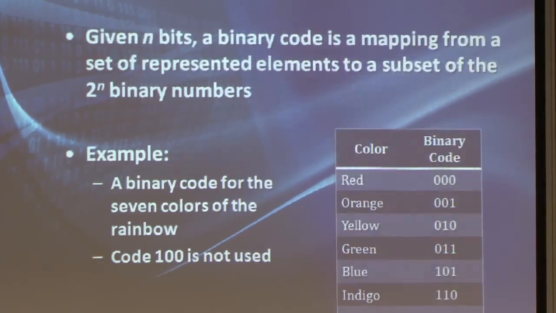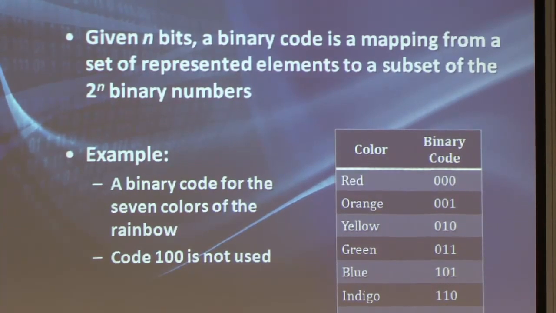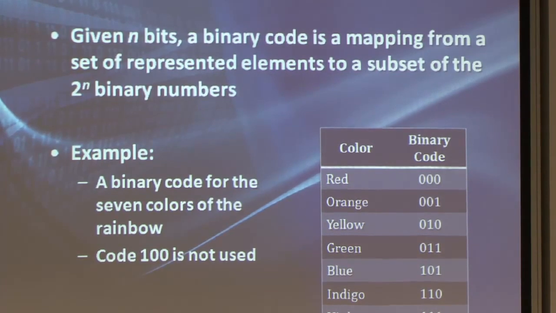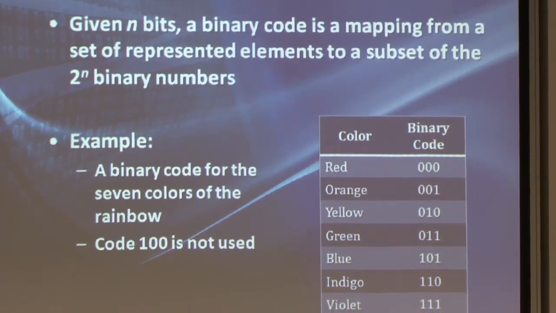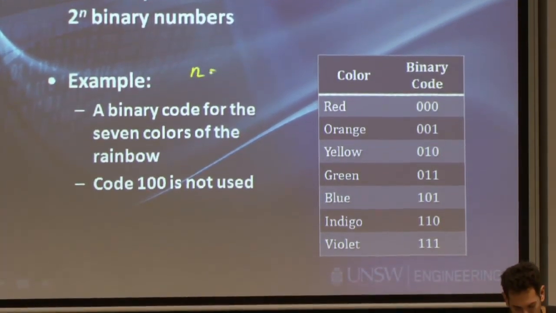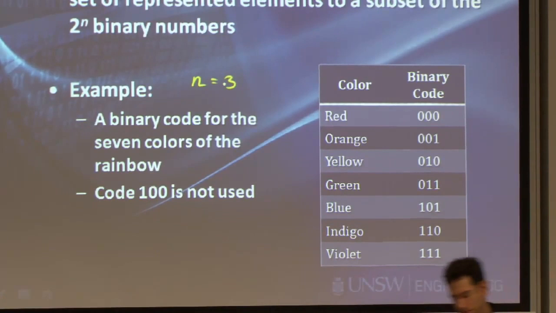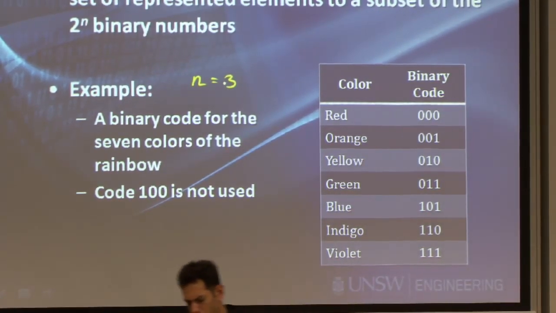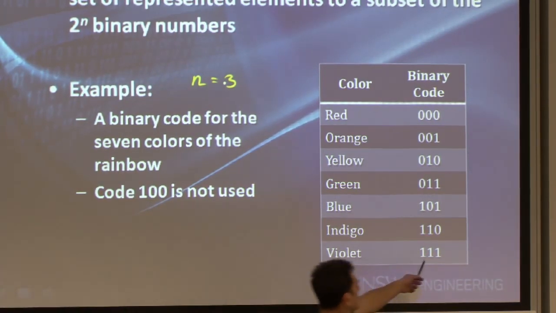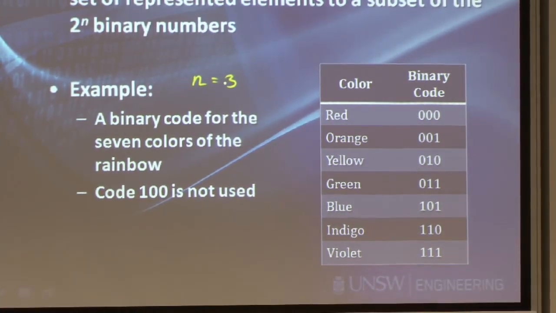And as an example, I will represent, how many colors do we have? 7 colors in the rainbow using 3 bits. So in this case, n, the number of bits, will form our code words. And I will map every code word to a distinct color of the rainbow. Now with 3 bits, how many different combinations can you have? 8, yeah?